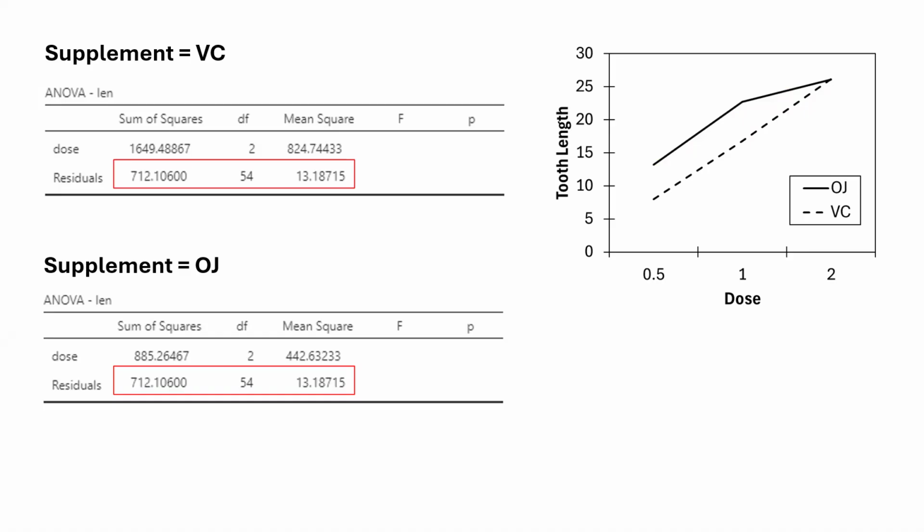And you can see I now have 54 degrees of freedom. So I have more degrees of freedom. And I can go ahead and compute the F, which is just the mean square for dose divided by mean squared error. So 824.7 divided by 13.2 is 62.54. Likewise, 442 divided by 13 is 33. Both of those are significant at p less than 0.001.